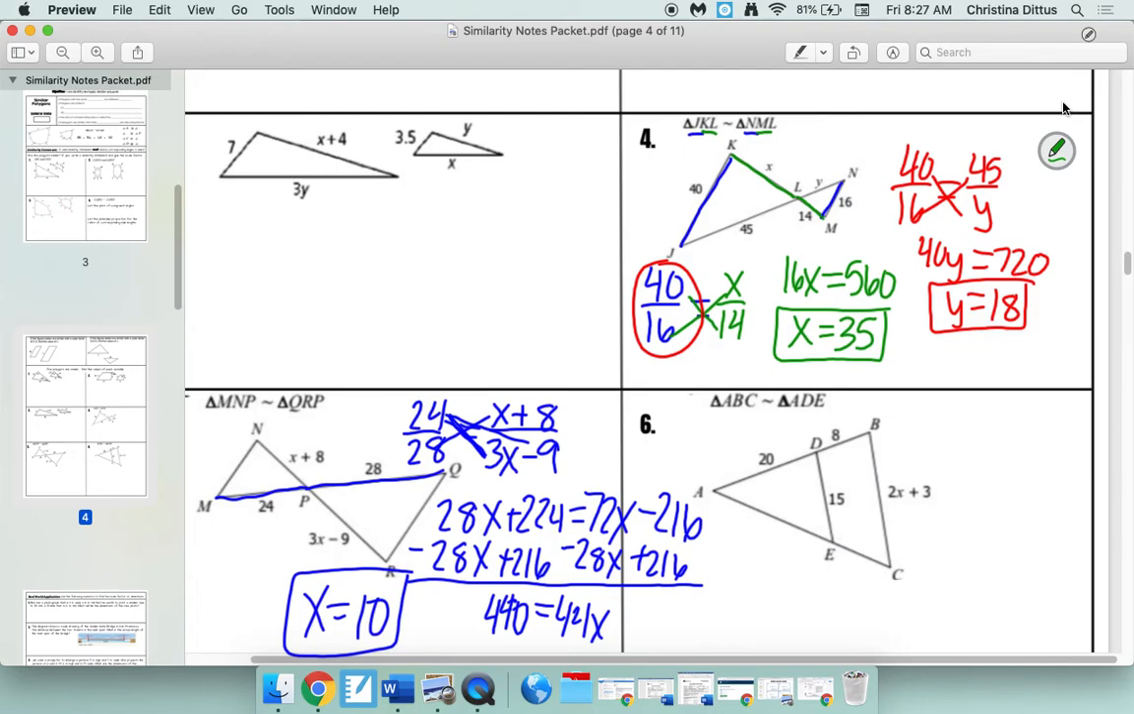Alright, last one. AD, this 20, actually let's start here. This 15 matches what? Yeah, the 2x plus 3. What does this 20 match?